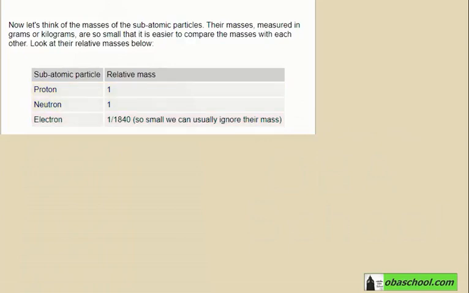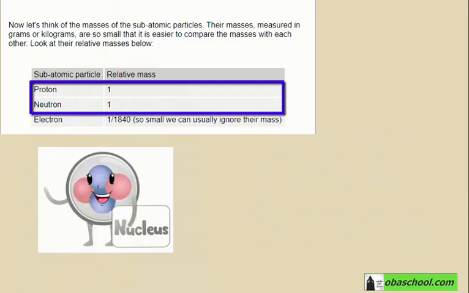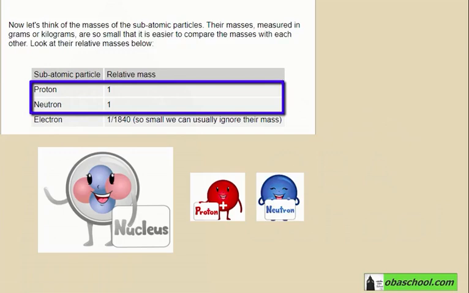So protons and neutrons have the same mass, so the mass of an atom is concentrated in the nucleus, since protons and neutrons are usually found inside the nucleus.